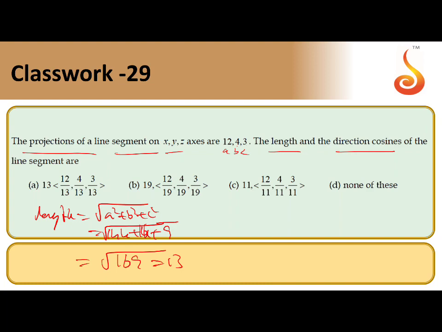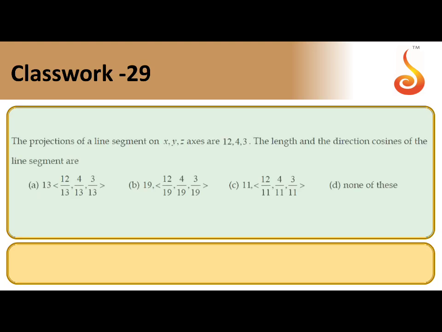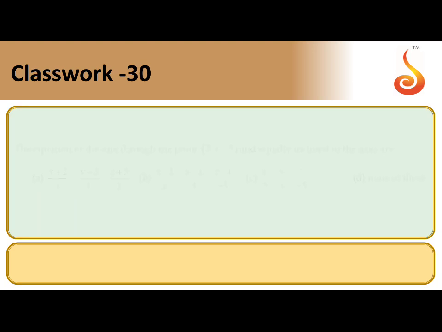This is how to get it: 12 by length of the segment, 4 by length of the segment, and 3 by length of the segment. So that means DCs will be 12 by 13, 4 by 13, and 3 by 13. This is called the DCs of a line segment. Clear this one? Option A is the right answer. So this is a simple question only. Check the answer. Answer A is correct.